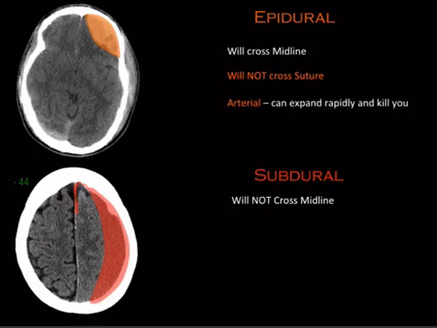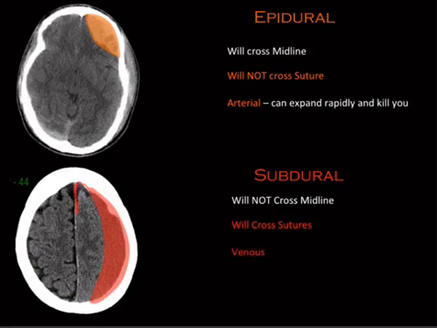And they are arterial. A couple of things to think about with that. They're often associated with skull fractures. Middle meningeal artery injury is a classic one. And because of that, the history can be rapid expansion and death. These are more dangerous than subdurals. They're high pressure as they are arterial.